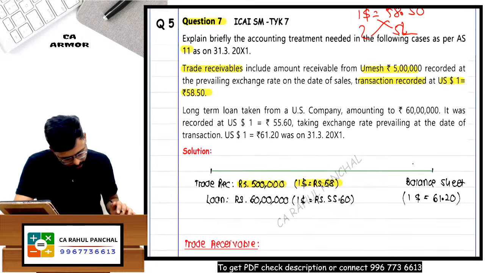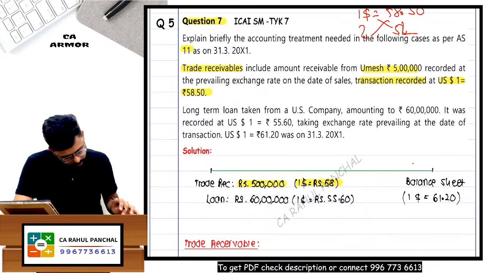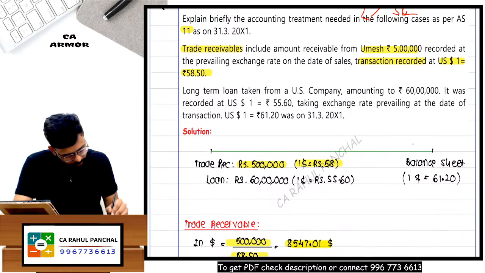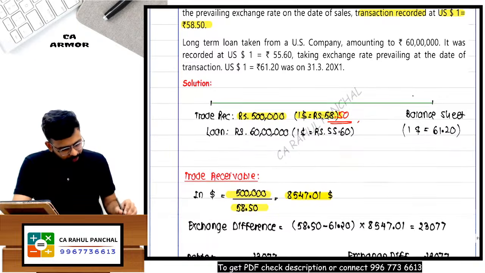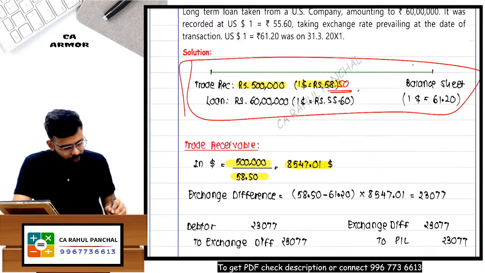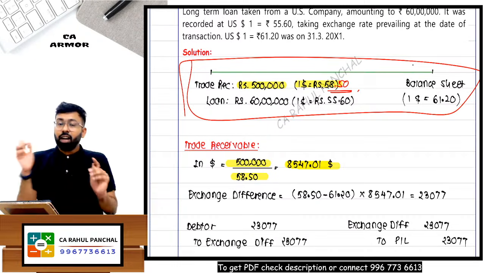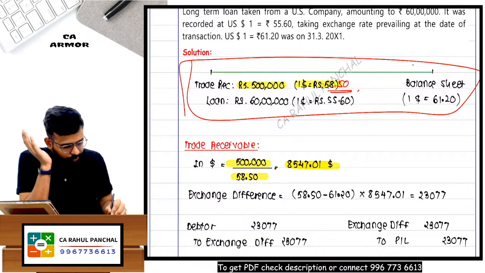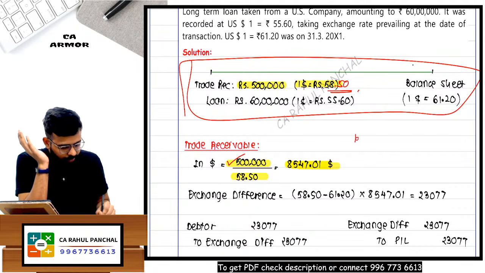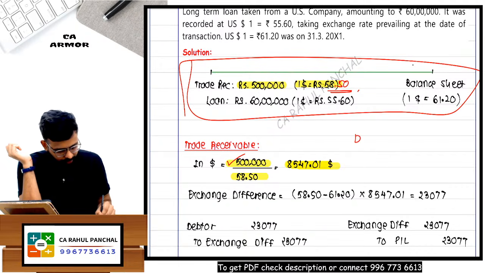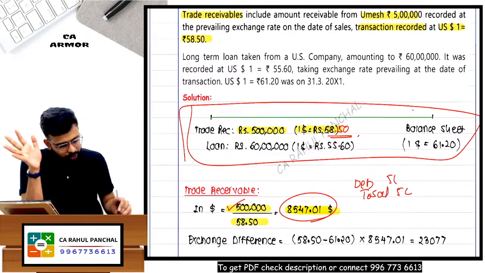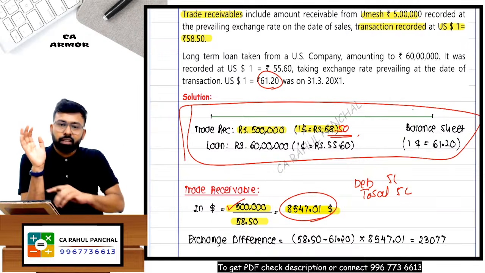Maybe there is a typing error. It should be 58.50. I will just change that. 58.50. Okay, it is a summary. Main solution is this. So this many dollars are there, which are recorded on the very first date. Value is recorded at 5 lakh. I must have recorded sales, debtor to sales, at 5 lakh, and this many dollars are there. But sir, on the balance sheet date, the rate is 61.2.